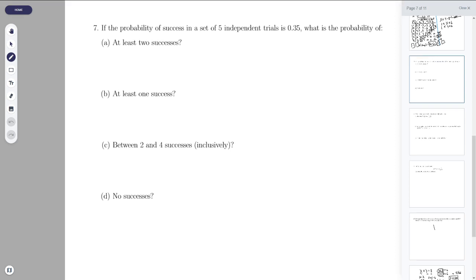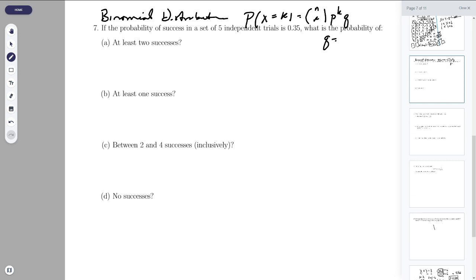So let's talk about the binomial distribution. You remember that the probability in the binomial distribution of k successes is n choose k, p to the k, q to the n minus k, where I'm just sticking to statistical notation for q. And so we can use this to calculate things.